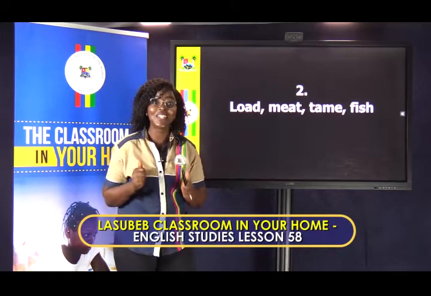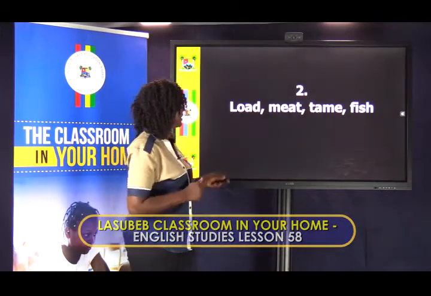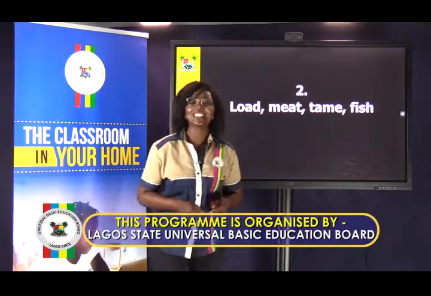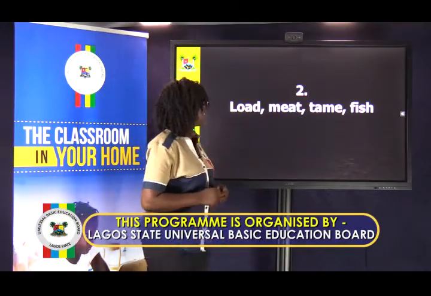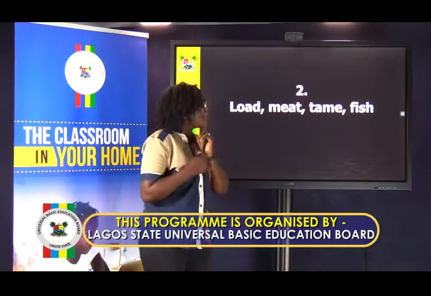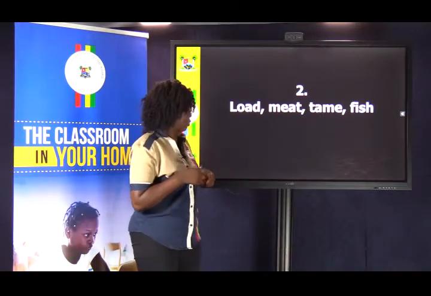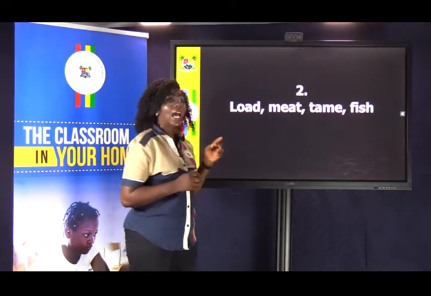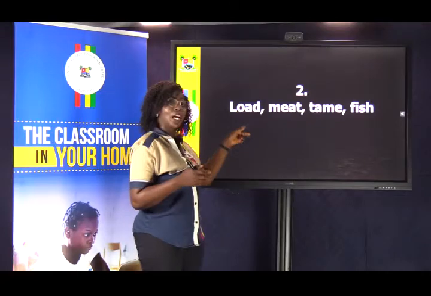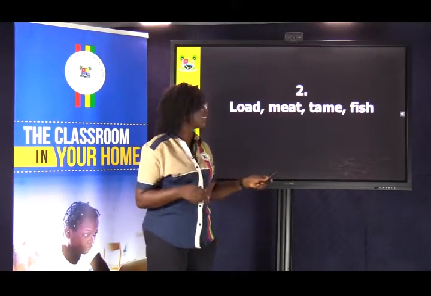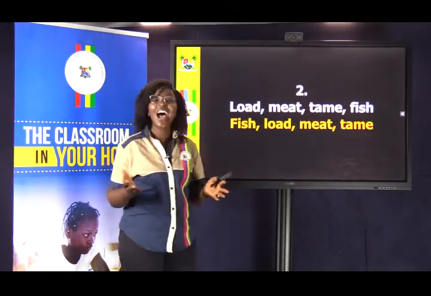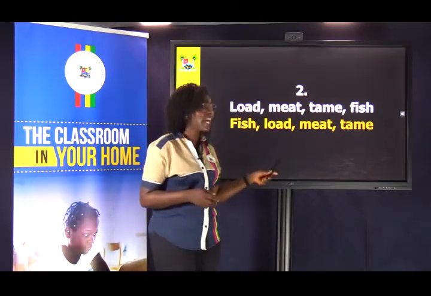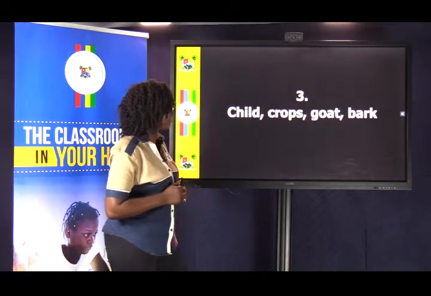Okay, this is looking interesting, children. Let us look at another one. We have load, meat, tame, fish. Which letter comes first, children? Okay, Auntie Lola, I'm seeing letter F. Okay, so that should come first, fish. After fish is what? Load, meat, tame. Let us check if you're correct. We got fish, load, meat, tame. Same. Okay, let us look at another one.